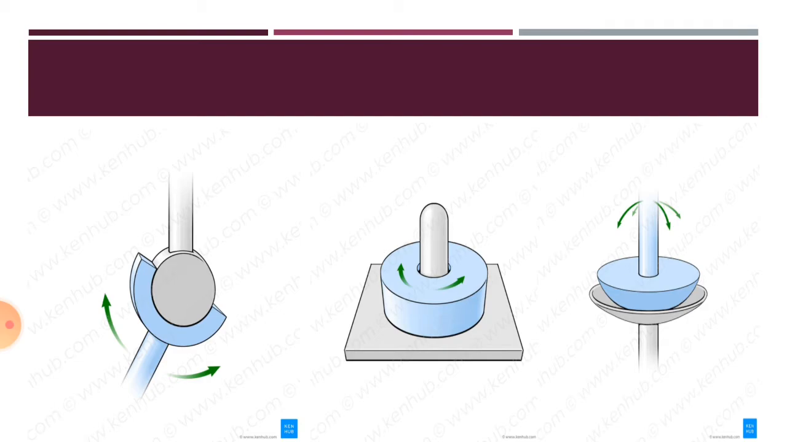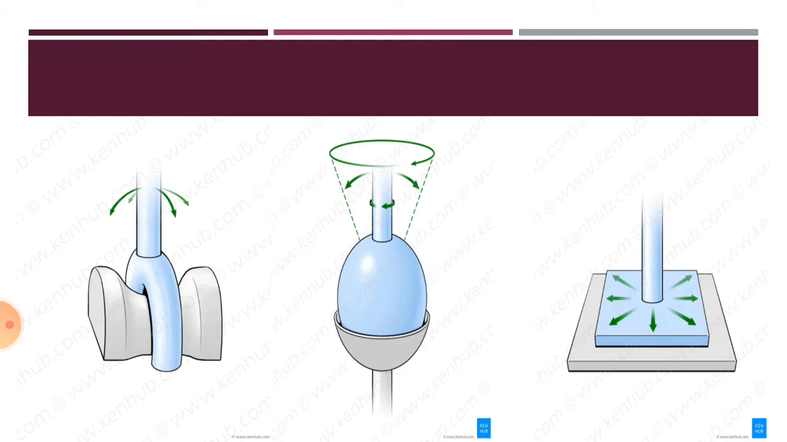The first image is showing the hinge type of joint. The second image is a pivot joint. The third one is condylar, which is also called ellipsoid joint. Then comes the saddle shaped joint, which is resembling the saddle of a horse. The next one is ball and socket joint, and the last one is gliding or plane joint.